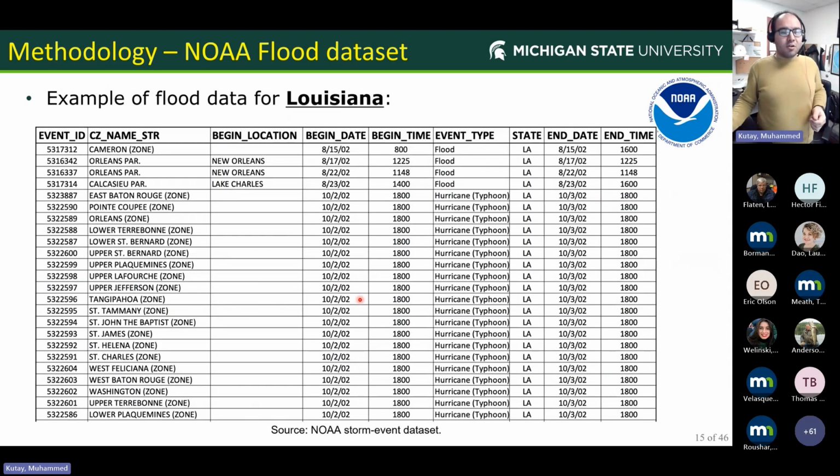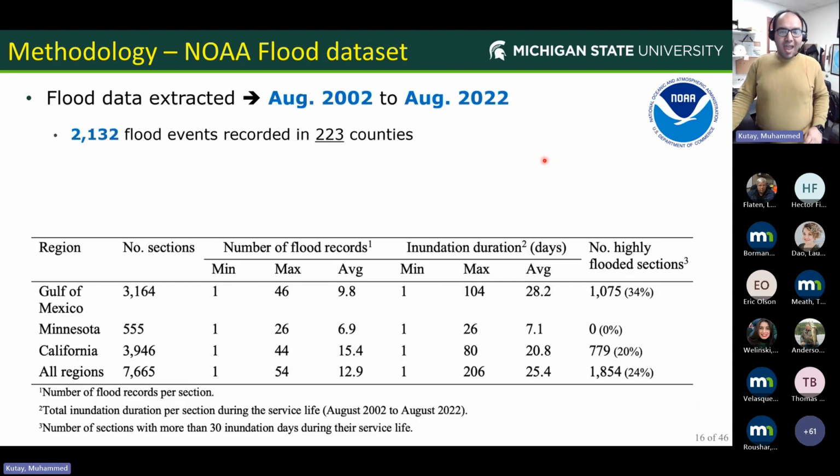So here is a very quick example of the data that we are extracting from NOAA. You can see you have the county name, the beginning time and date, the event type, and the end date. We are analyzing this kind of data in CSV format, and then we are assigning it to each section and analyzing it in the UPDAPS.